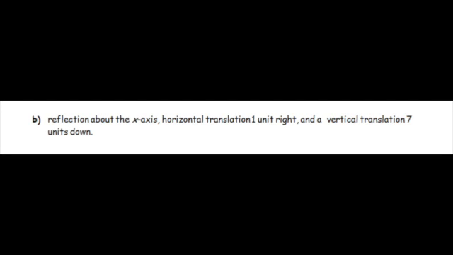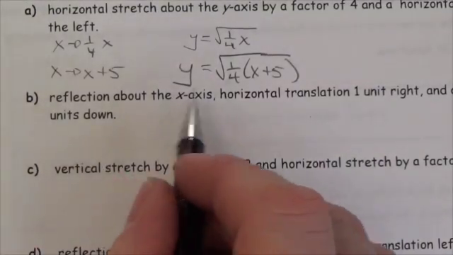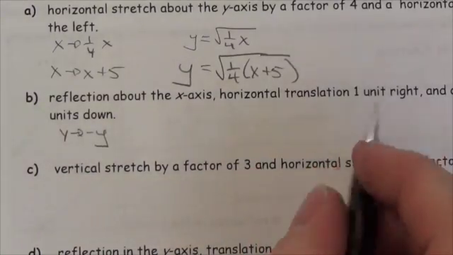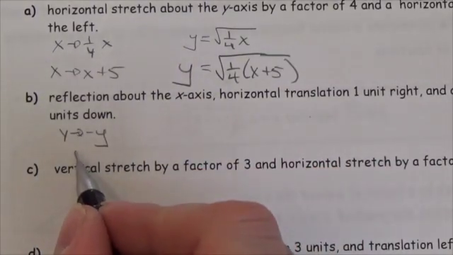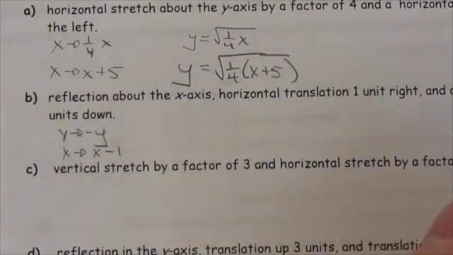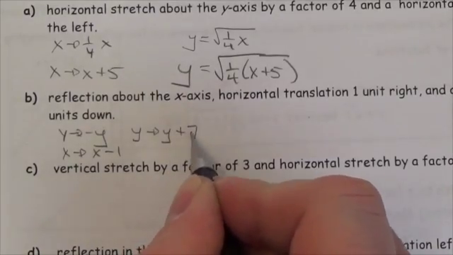Write the equation of the radical function that results by applying the following set of transformations to y equals the square root of x. A reflection about the x-axis, horizontal translation 1 unit to the right, and a vertical translation 7 units down. Okay, so once again, we're going to take this in pieces here. Reflection about the x-axis means replacing y with -y. Horizontal translation 1 to the right, that's going to be x minus 1. And then a vertical translation 7 down is going to be replacing y with y plus 7.